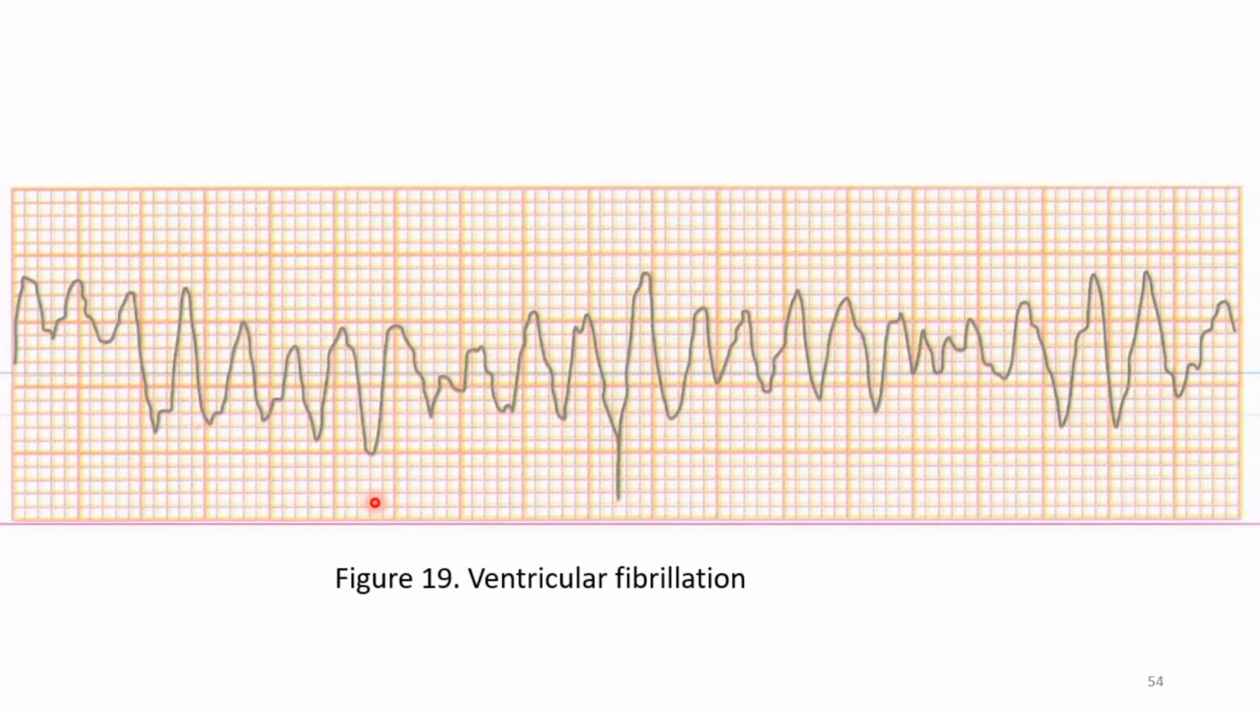You see here ventricular fibrillation, an electrocardiogram representing ventricular fibrillation. There are no P waves, no QRS waves, etc. It's irregular waves, no pumping action.